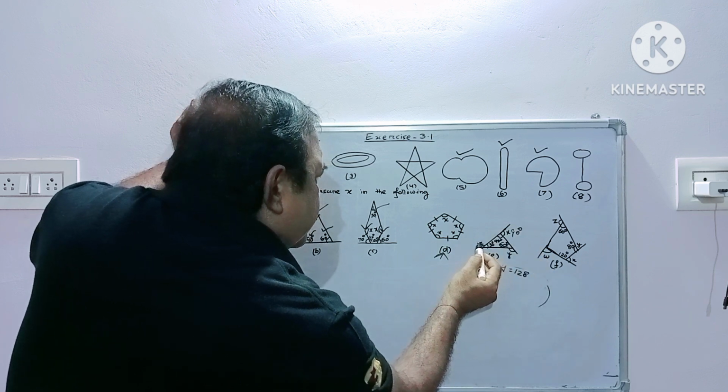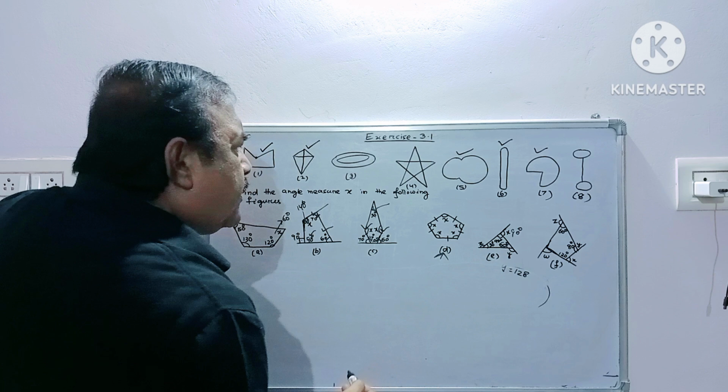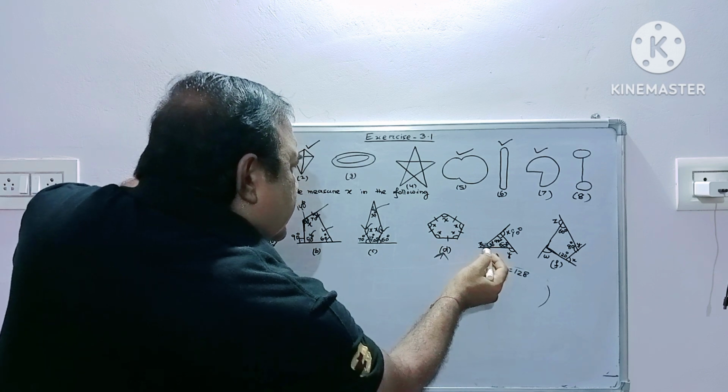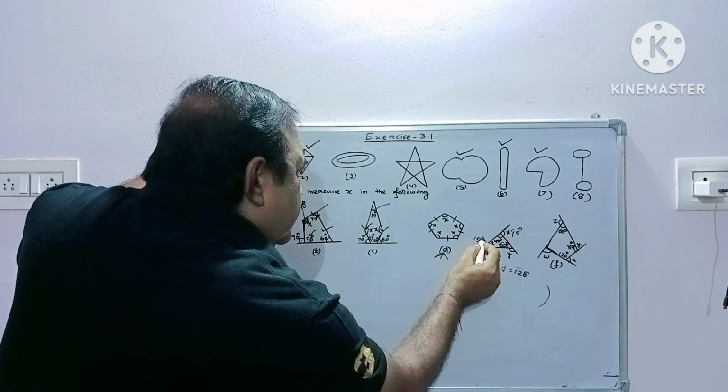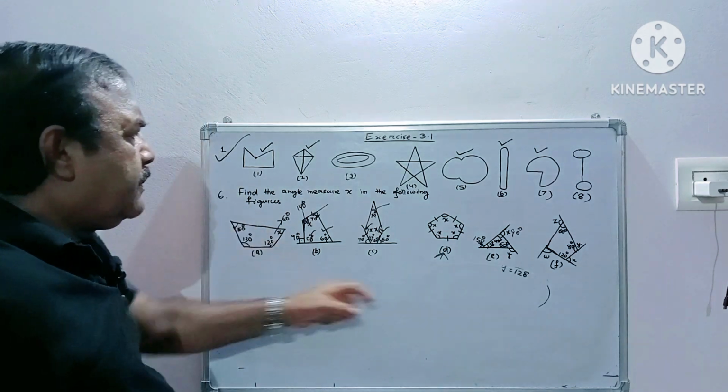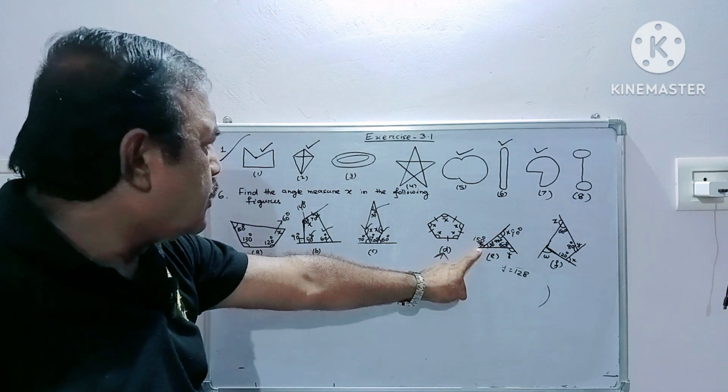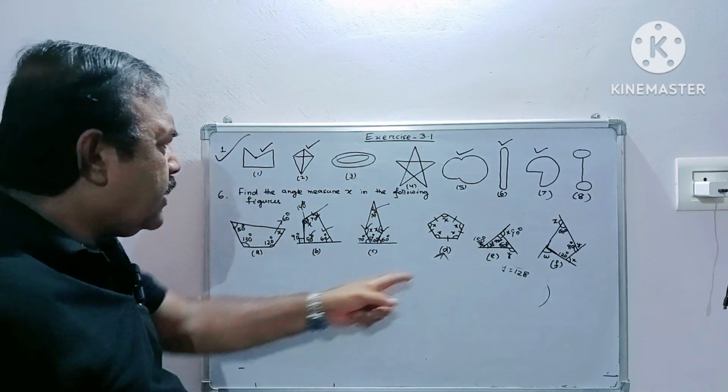And here you see the z angle and 30 degree, both are linear pair of angles. So if it is 30 degree, it will be 150 degree because the sum of the measures of the two angles will be 180 degree. So this will be 150 degree.